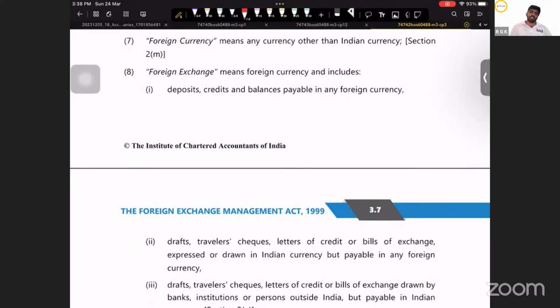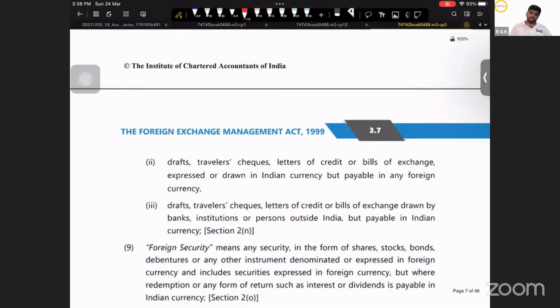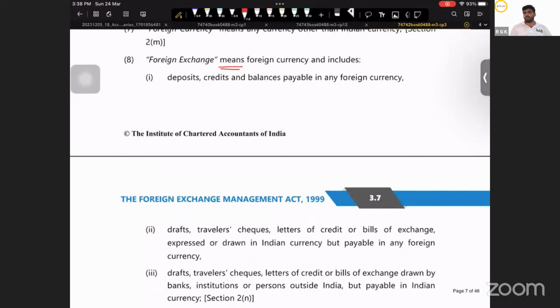Foreign exchange means, the definition is not inclusive, the definition is exhaustive. That means whatever is said, 1, 2, and 3, the definition ends here only. So what does the definition say about foreign exchange? Foreign exchange means foreign currency. They are simply saying foreign exchange means foreign currency.